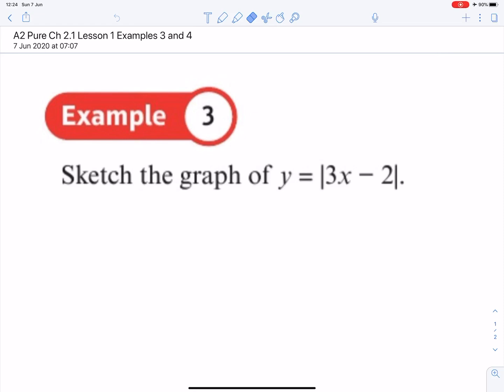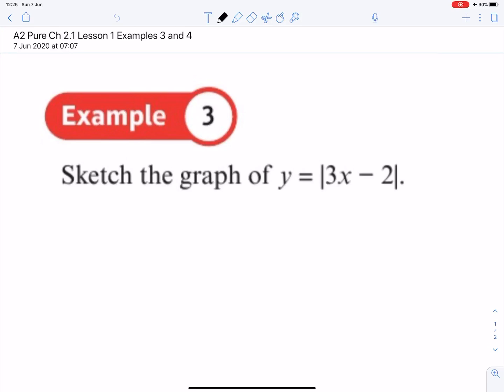Okay, so here we go with the second half of lesson 1 on chapter 2.1. This is the modulus functions. Example 3, sketch the graph y equals the modulus of 3x minus 2.